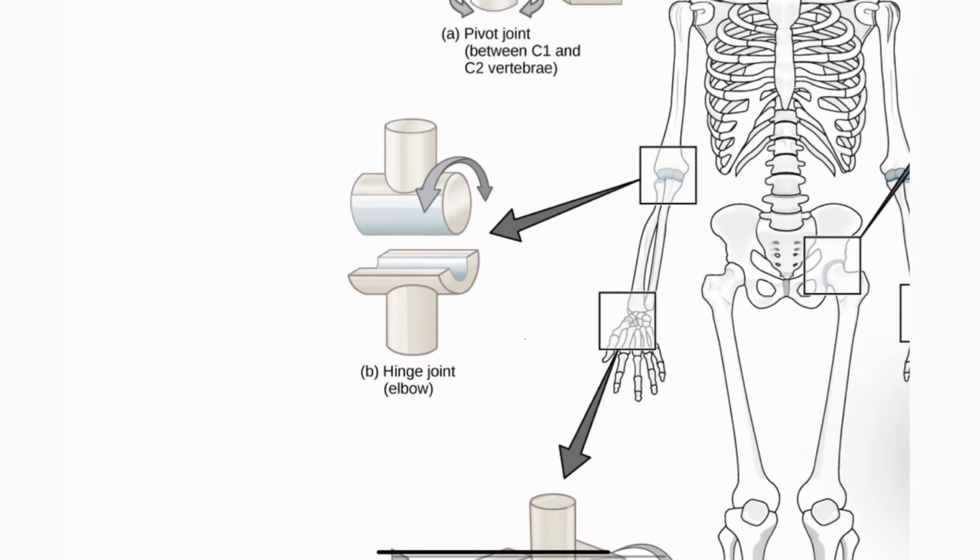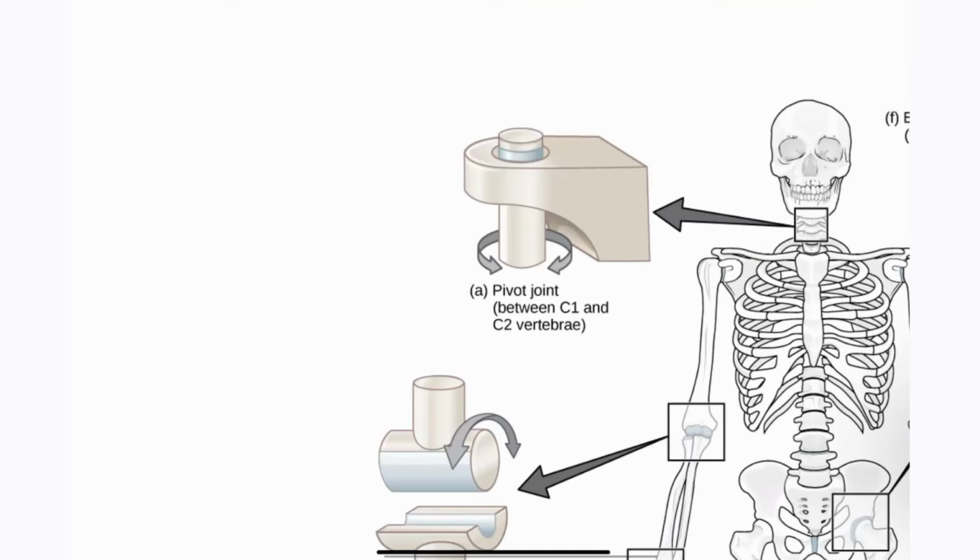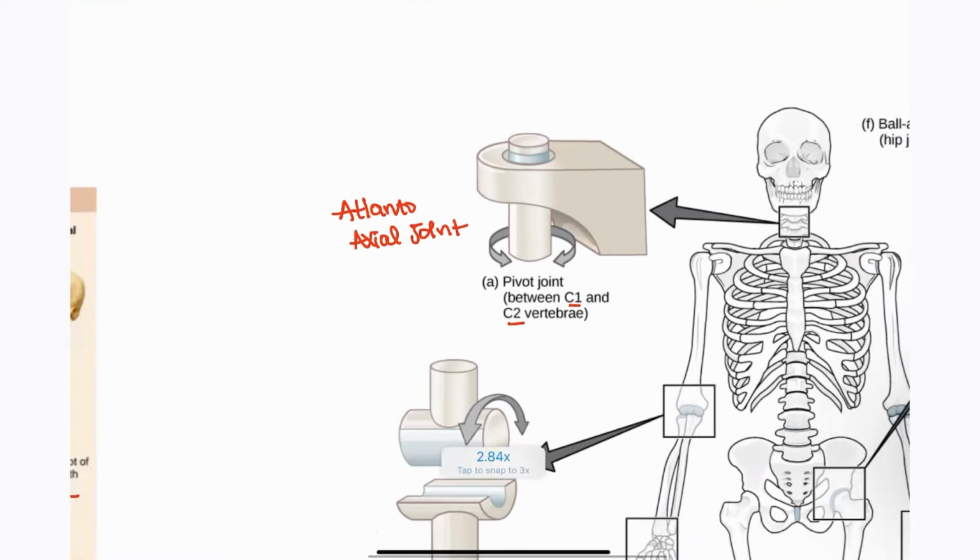Next, the hinge joint, which is present in the elbow, one of the examples. Next, the pivot joint, which is present between C1 and C2, also known as the atlantoaxial joint. So these are some of the examples that you have to remember, guys.